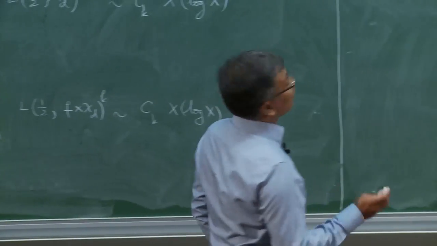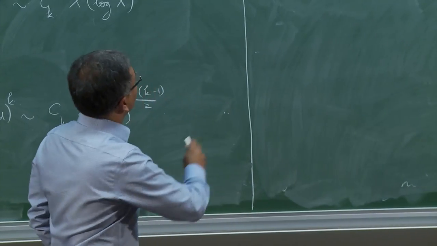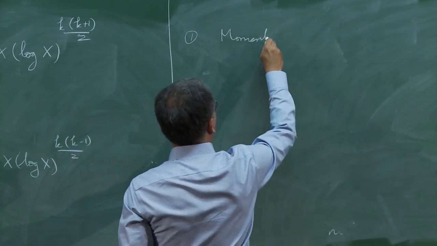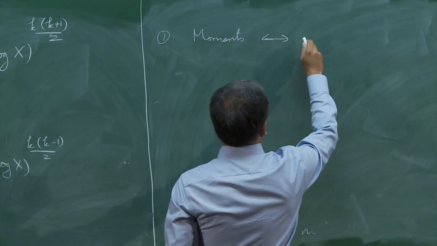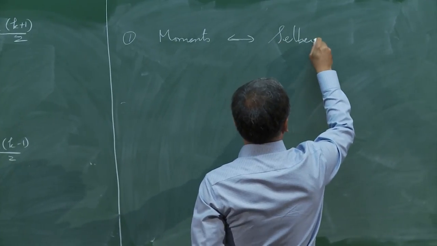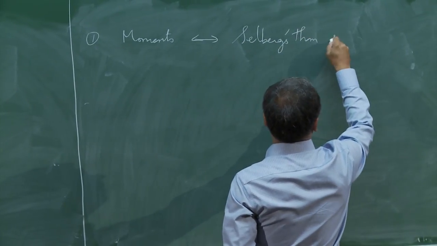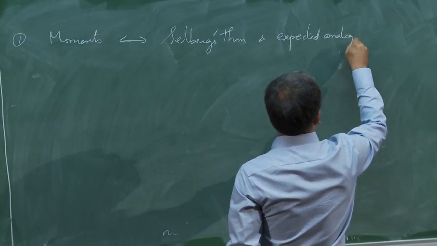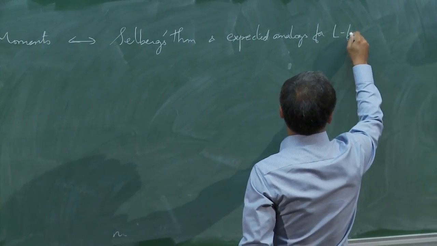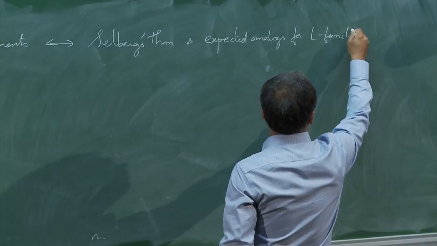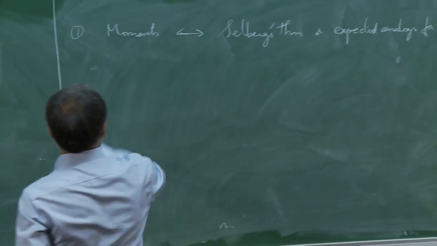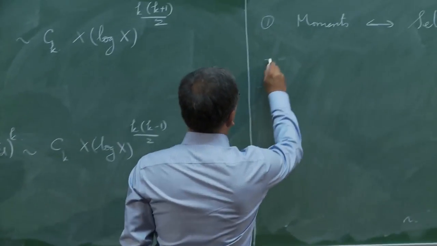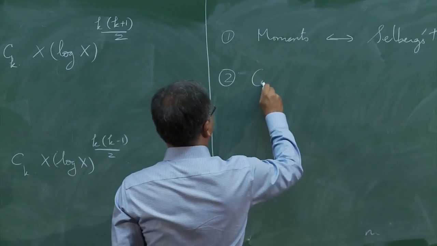Okay, so the first point is what Terry just said. I will explain the link between moments and this value distribution, to things like Selberg's theorem and expected analogs for L-functions. But maybe this won't come first. So the things that I want to explain are this, to also figure out something about where the conjectures for moments come from.